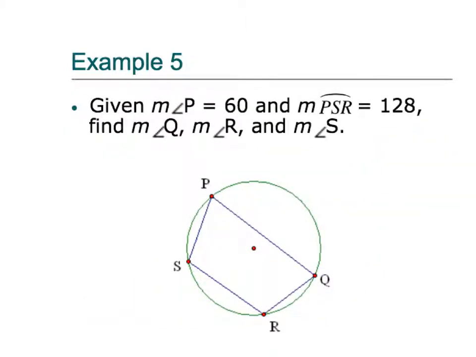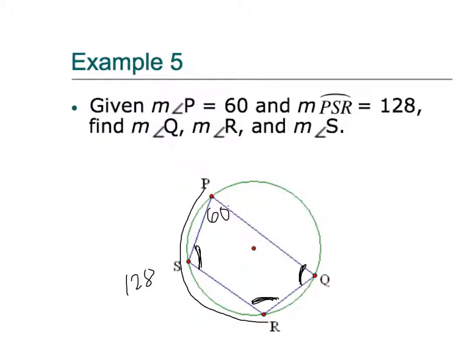Listen up, family. We are in the home stretch. We could see the finish line. Check out example 5. Given measure of angle P equals 60 degrees. Okay. And the measure of arc PSR right here is 128 degrees. Find measure of angle Q, measure of angle R, and measure of angle S. Okay, let's figure this out.